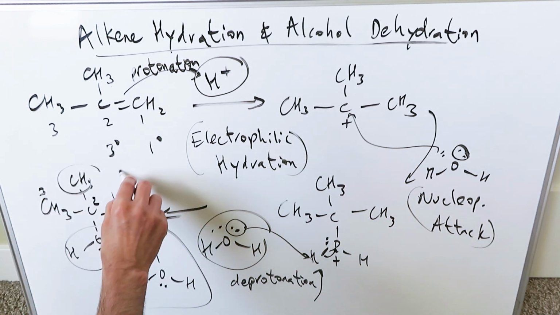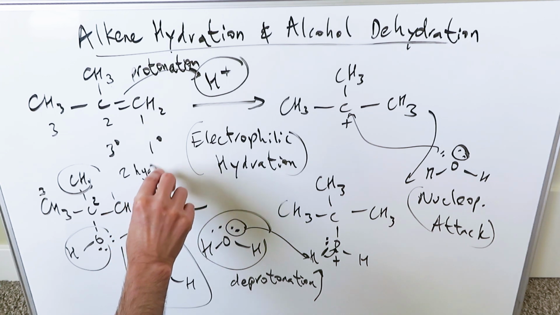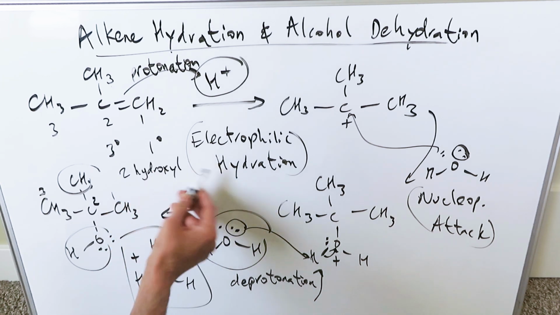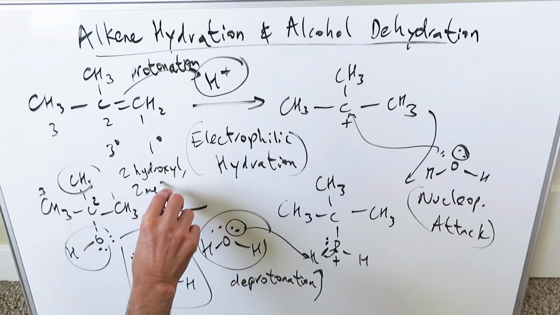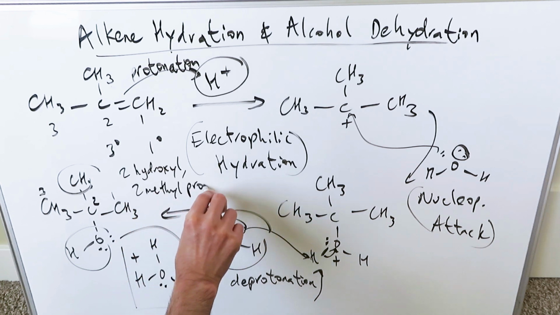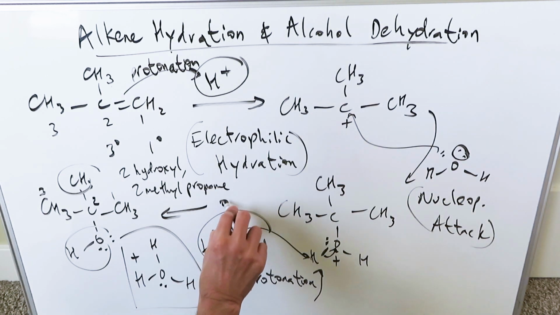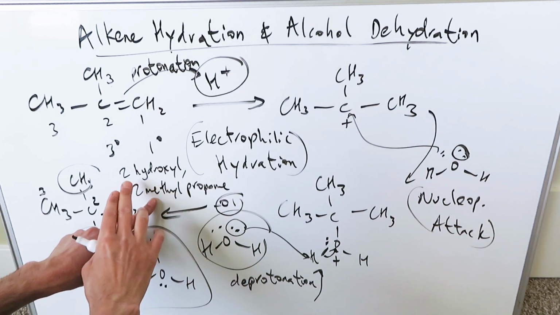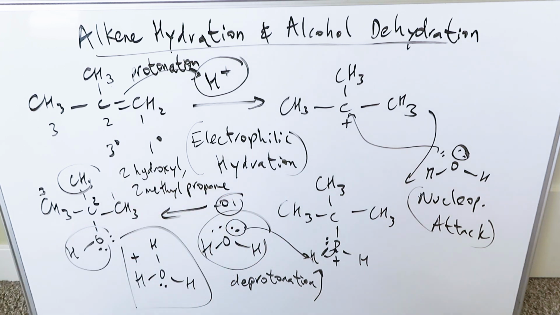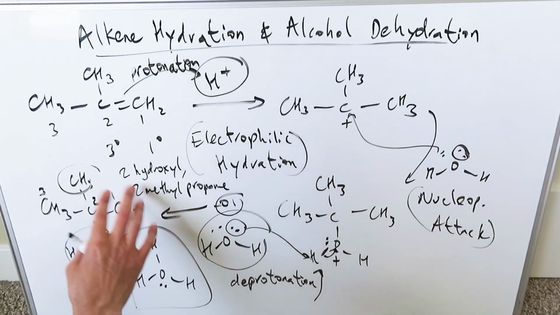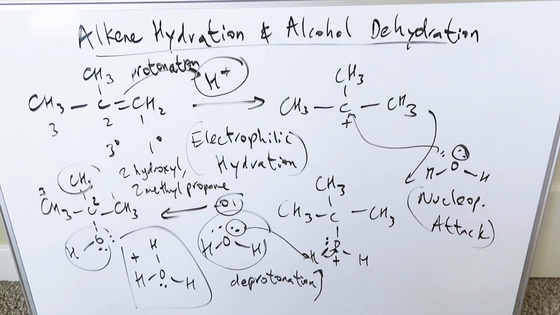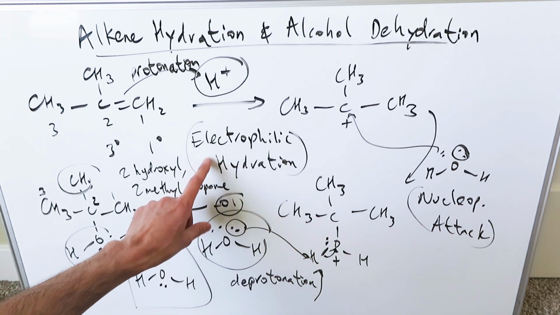You can say 2 hydroxyl, or you can say 2 hydroxy, and then 2 methyl propane. Another way you can name this is to bring in the OL ending. You can say 2 methyl 2 propanol, and that would be a good way. 2 methyl 2 propanol, or 2 hydroxy 2 methyl propane. Either way, I verbalized it, you can remember them both. The mechanism here is complete. This was your alkene hydration, which is also your electrophilic hydration.